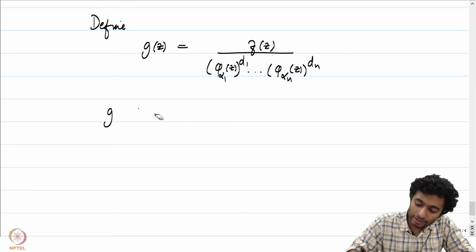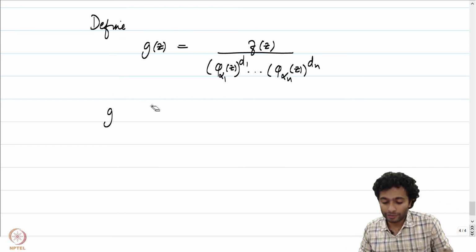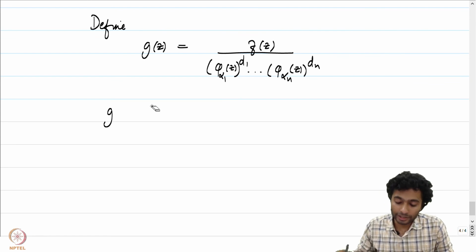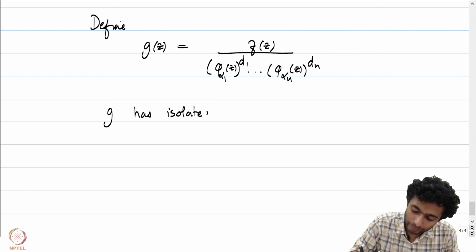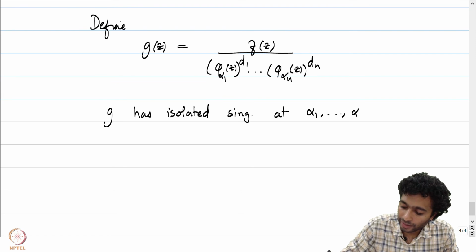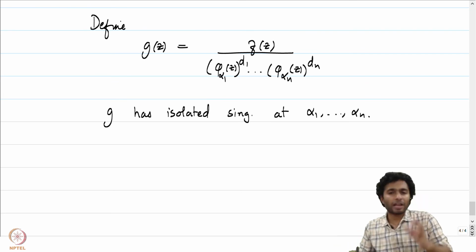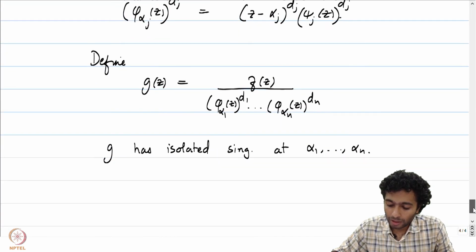G has singularities. Let's not assume any of the things about the singularities yet. G has isolated singularities at alpha 1 all the way up to alpha n. So let's focus on alpha 1. The argument at all other places is going to be similar.